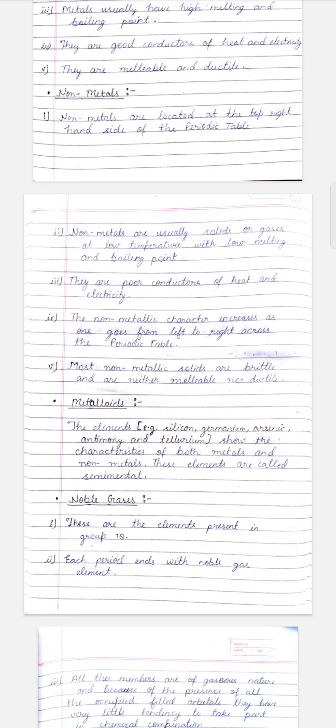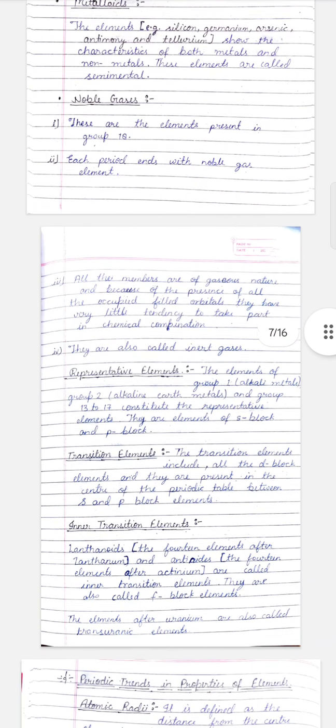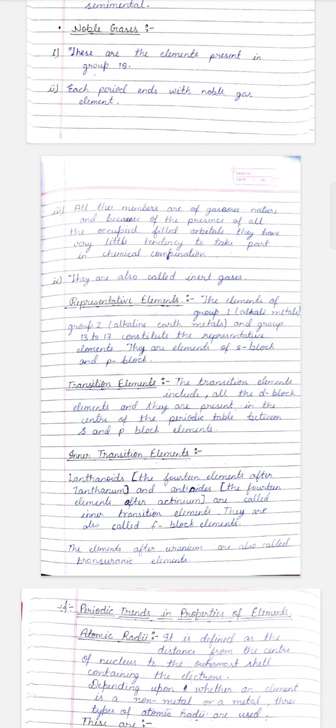Noble gases. These are the elements present in group 18. Each period ends with a noble gas element. All the members are of gaseous nature, and because of the presence of completely filled orbitals, they have very little tendency to take part in chemical combination. They are also called inert gases.